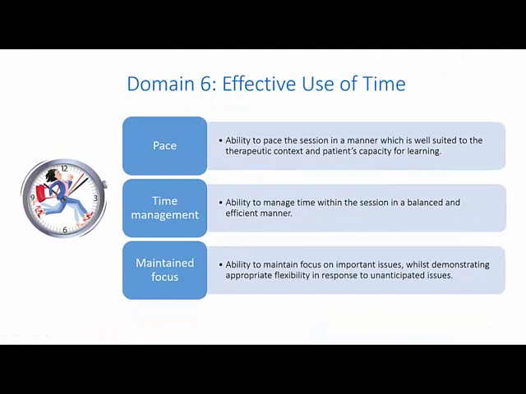Domain 6 looks at effective use of time within the session. So the first item is about pace. This is thinking about the therapist's ability to pace the session in a manner that's suited well to the context and to the patient's ability and capacity for learning. So was the pace moving too quickly or too slowly, for example?